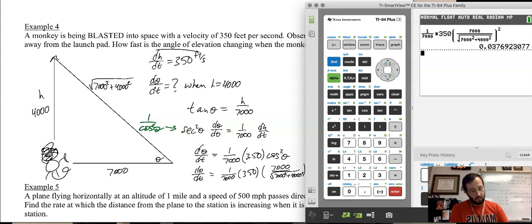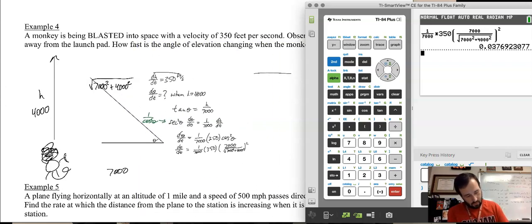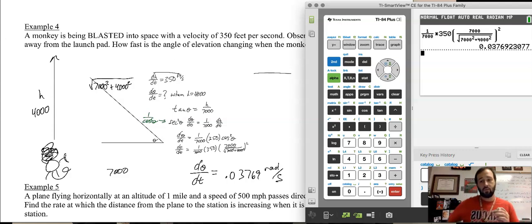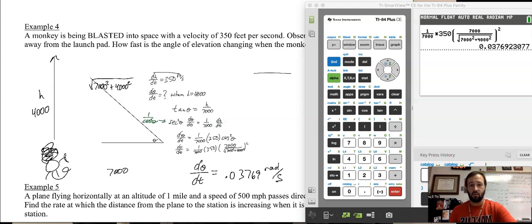And there I go. So my change in the angle, I'm just going to make all this junk smaller. Okay, sure, why not? So my d theta dt is 0.03769 radians per second. In calculus, we are always going to be talking about angles in radians. That is all I am ever going to do. So everything will be in radians. Okay, moving on.